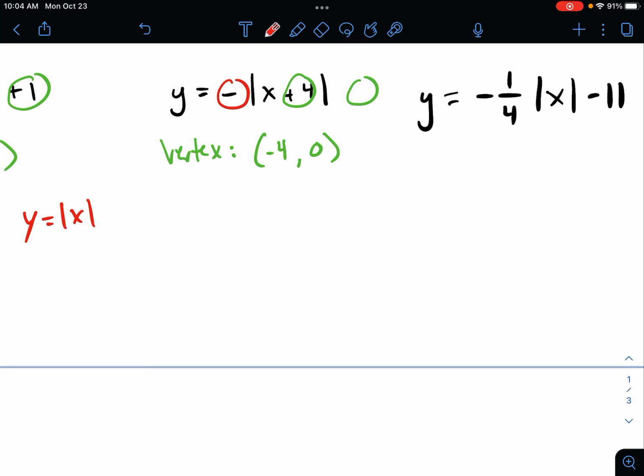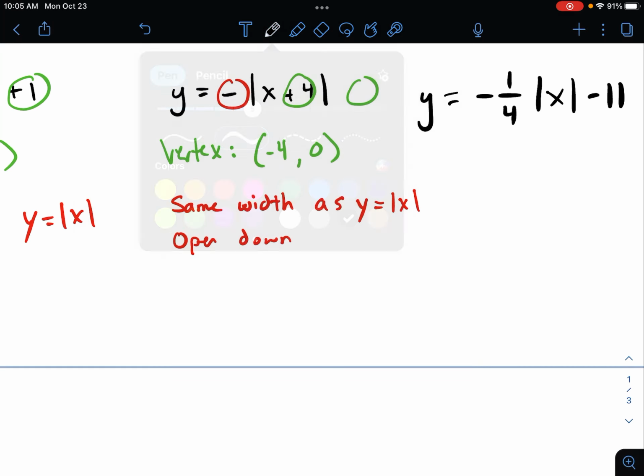So we know that this is going to be the same width, right? It's not going to be wider, not going to be narrower than my parent function. Whoops, y equals absolute value of x. And then we think about whether it opens up or down. Well, it is a negative 1, so it would open downwards. All right, and now we can go ahead and think about the domain and range.